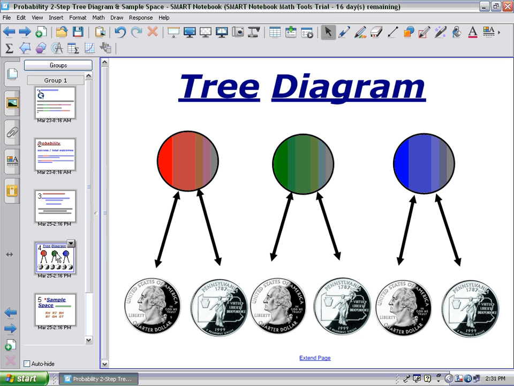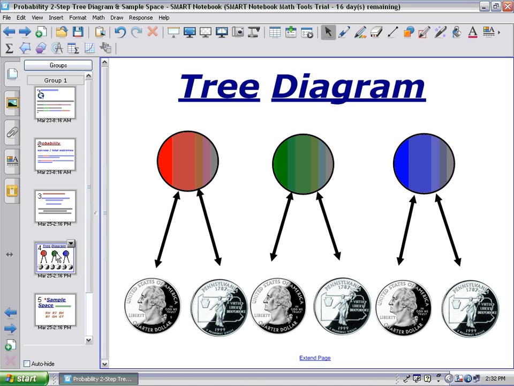A tree diagram is created by taking the first event and writing down everything that can happen. Notice I could have chosen 3 marbles, red, green, and blue. So I put those on the top of my tree diagram. Secondly, the number of arrows that come down from each of my marbles up here represent how many possible outcomes I have from my second event. And my second event is flipping a coin. When you flip a coin, you only have 2 outcomes. You can either get heads or tails. So from each of the marbles, an arrow comes down representing 1 going to heads and 1 going to tails.